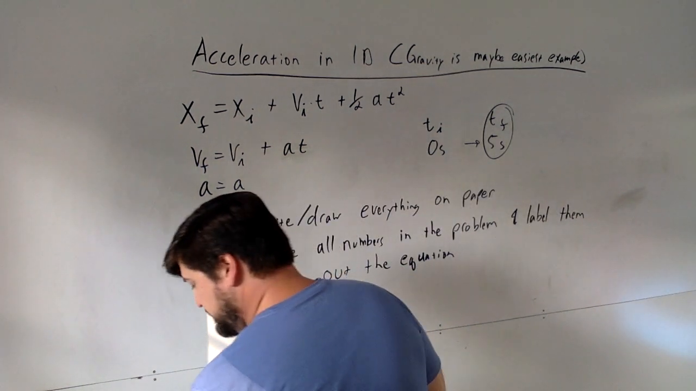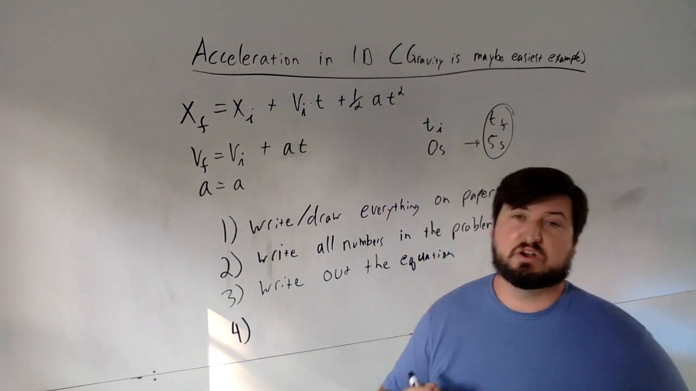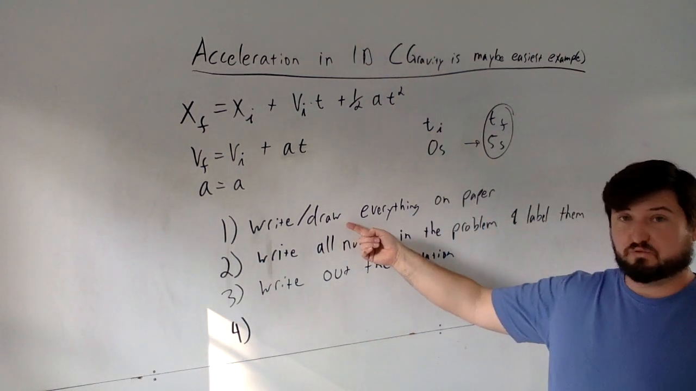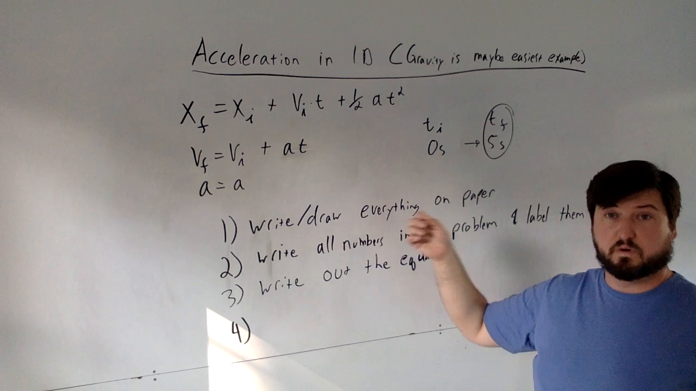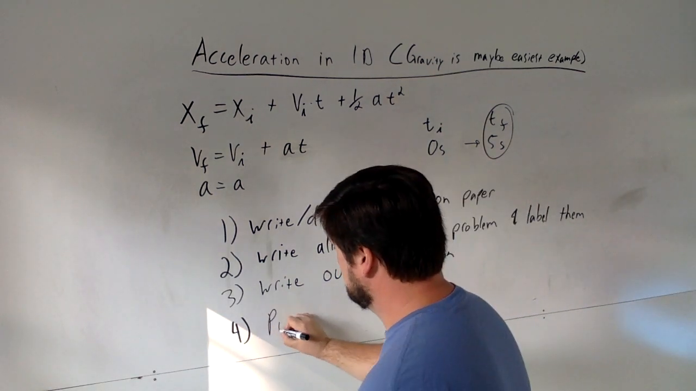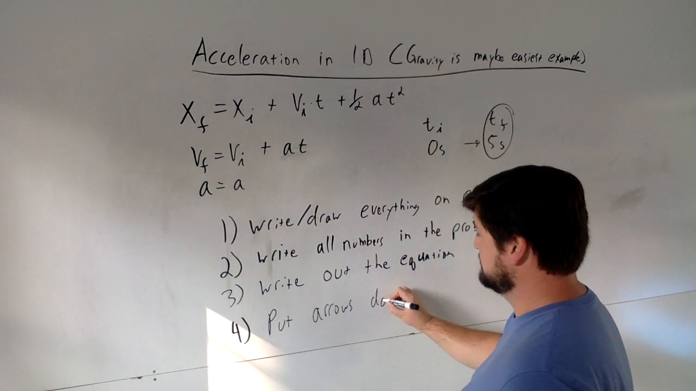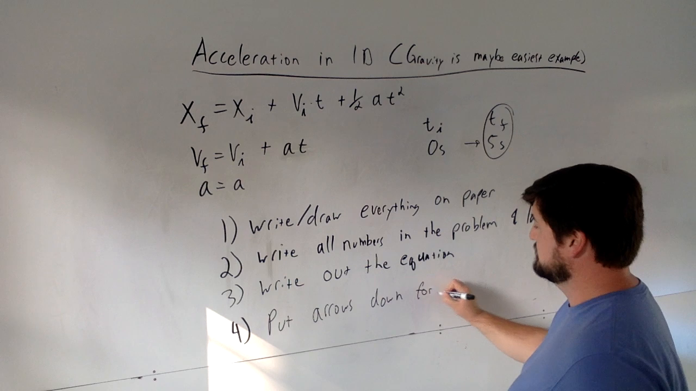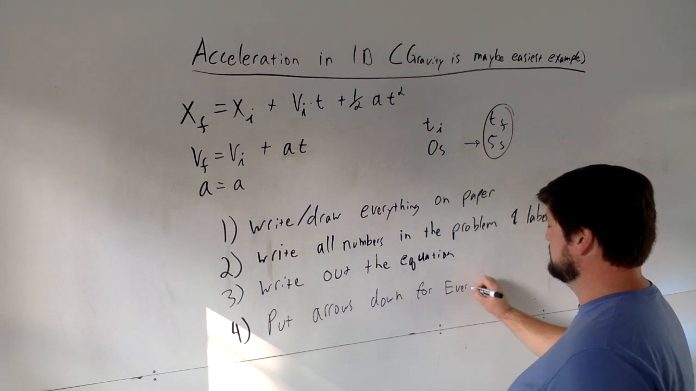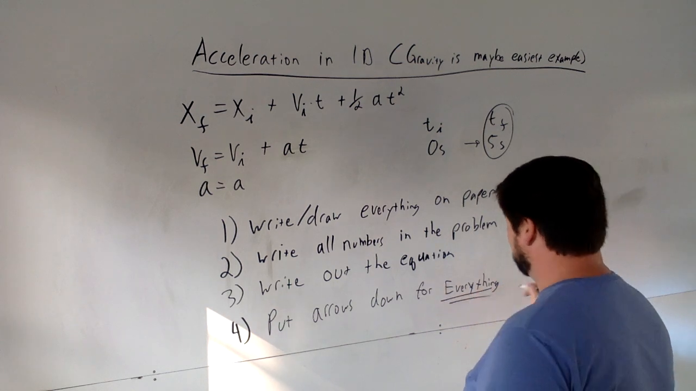Now, 4th thing. Some of these things are going to be really hard to see. So as I said, write everything out, draw it out, whatever you have to. When you draw it out, put arrows down for everything. And label them.